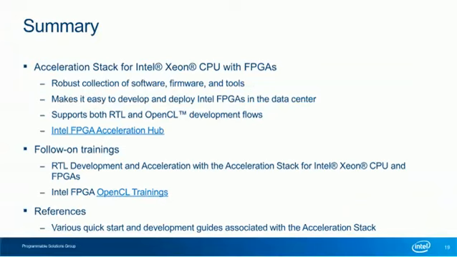This concludes the training. To summarize, the acceleration stack for Intel Xeon CPU with FPGAs is a robust collection of software, firmware, and tools intended to make it easier to develop and deploy Intel FPGAs for workload optimizations in the data center. We've discussed the various layers of the acceleration stack and how they work together, the API to interact with the FPGA, the various development flows to develop an accelerator function unit on the FPGA, including both the RTL and OpenCL development flows.